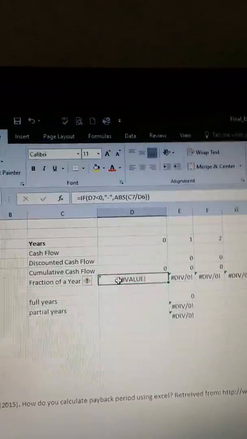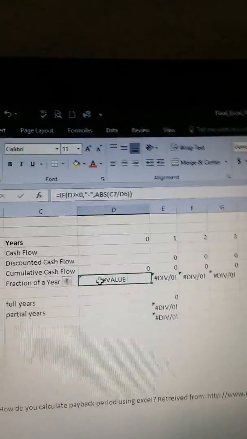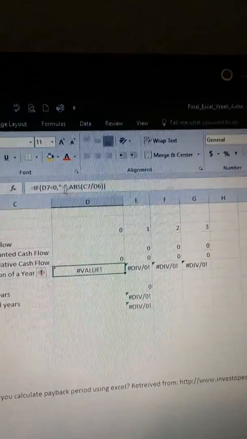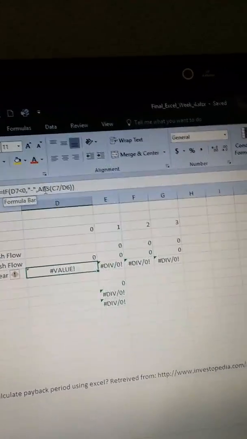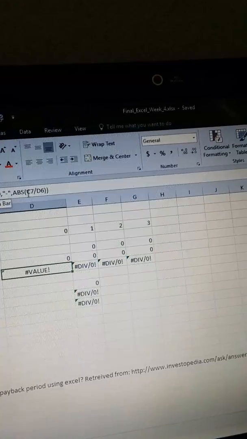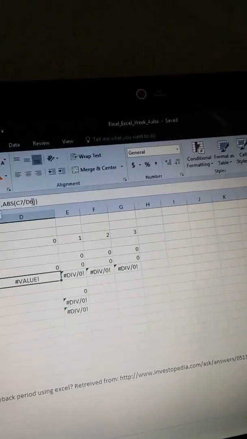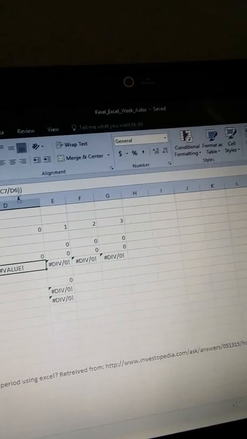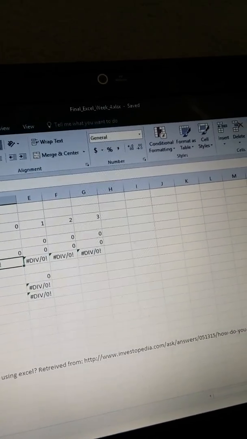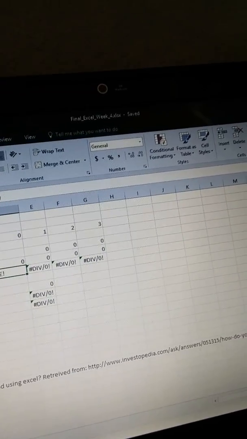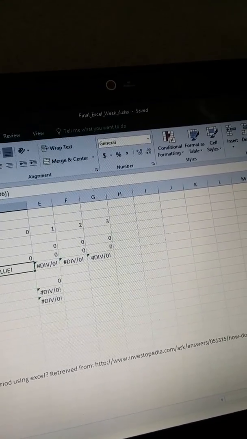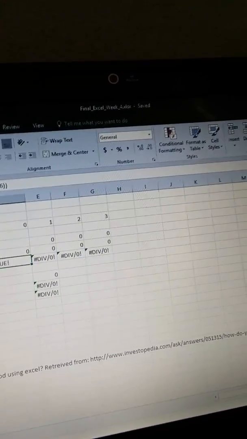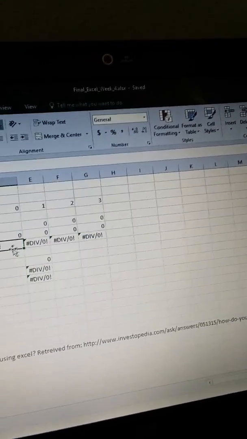And so what that fraction of the year is: if our cumulative cash flow entry is less than 0, then don't return a value. So you see, cumulative cash flow is less than 0, then don't return a value. And we're looking at C7, dividing C7 by D6, which is our cumulative cash flow, and D6, which is our discounted cash flow. So that's what we're looking at here.